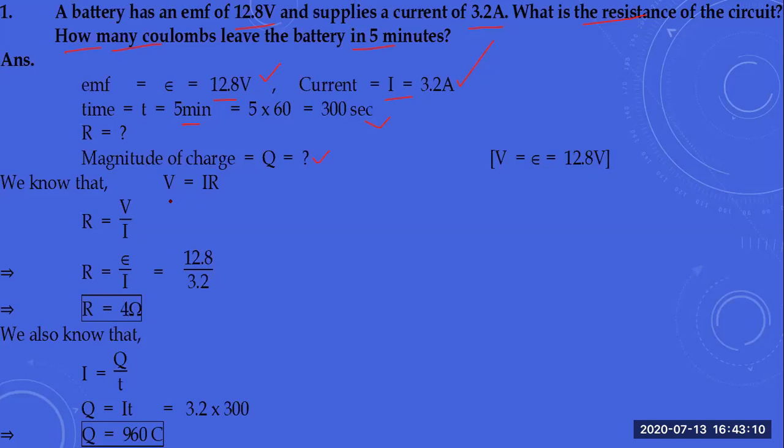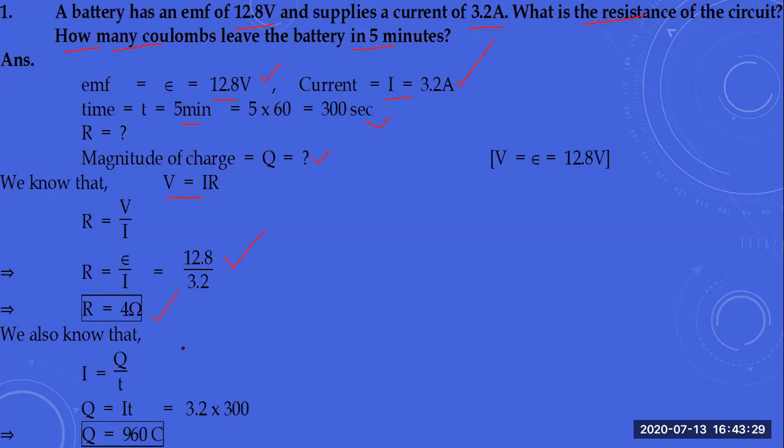By Ohm's law, we use the formula V is equal to IR. Here is I, and here is the EMF V, that is 12.8. So to calculate the resistance, 12.8 divided by 3.2, and the resistance is 4 ohms.